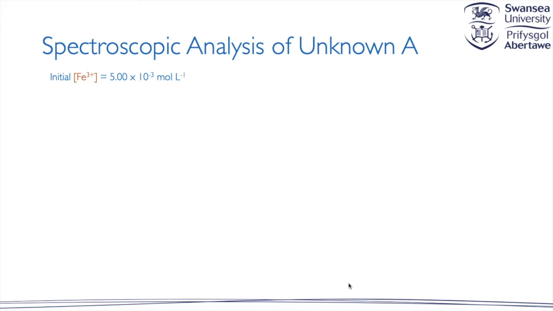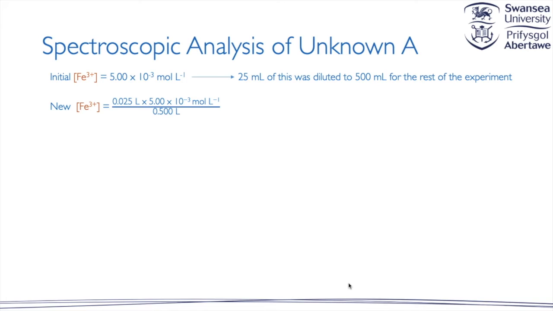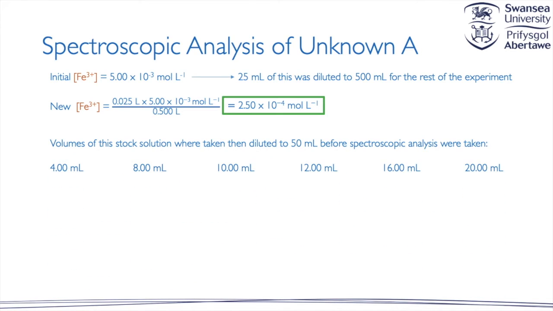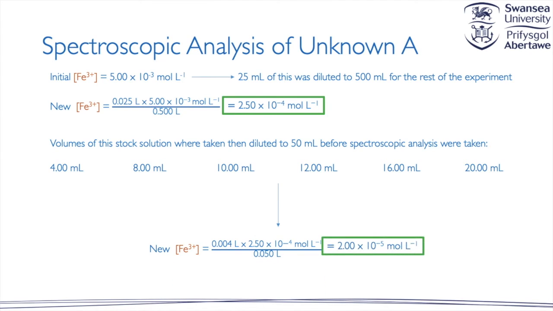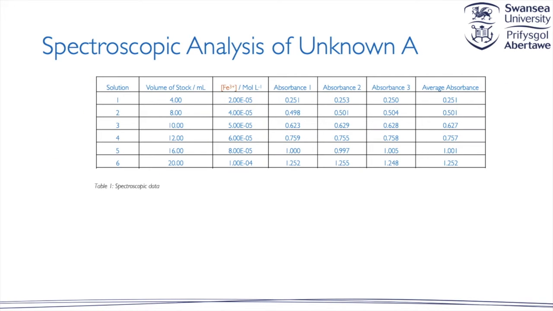We had a standard solution of Fe3+ ions at 5.00 times 10^-3 molar. 25 ml of this was diluted to 500 ml for the experiment. Therefore, the new concentration within the 500 ml is 2.50 times 10^-4 molar. We took different amounts of the stock solution, then diluted them up to 50 ml, and we do this for all of these. As an example calculation, for the 4 ml, the new concentration will be 2.00 times 10^-5 molar. If we tabulate our data, here are the results. You can see here, as the volume of stock increases, so does the concentration of the Fe3+.